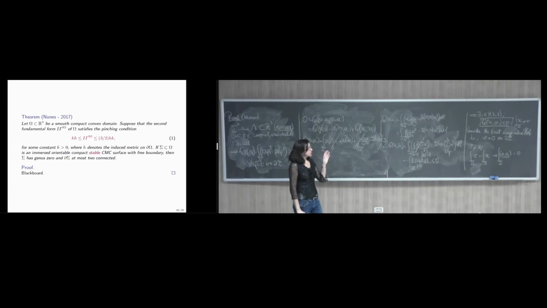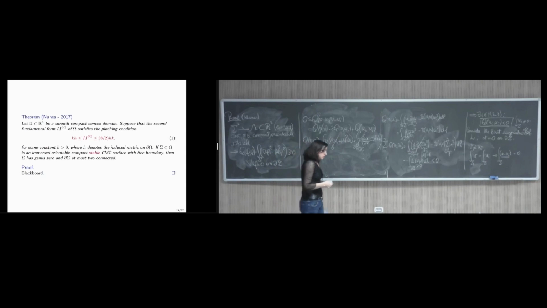Suppose that Omega is a smooth, compact, convex domain. Suppose that the second fundamental form of the boundary of Omega satisfies this gap here. And suppose that Sigma is a compact, stable, immersed surface with free boundary. Then what can I prove? My claim is that Sigma has genus 0, and the boundary has at most two components.